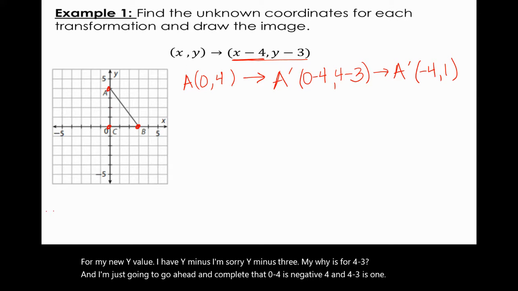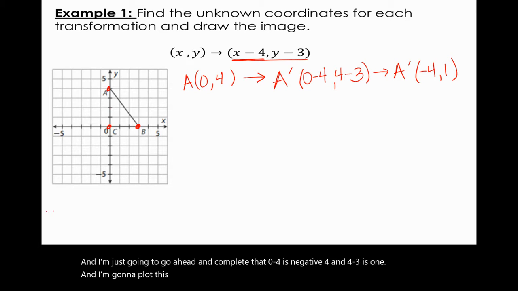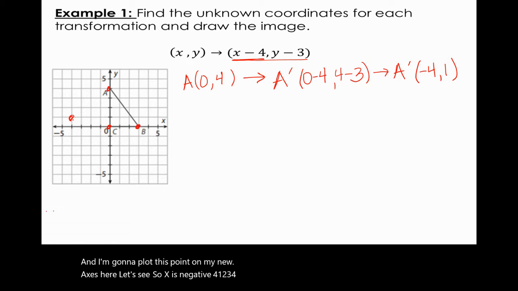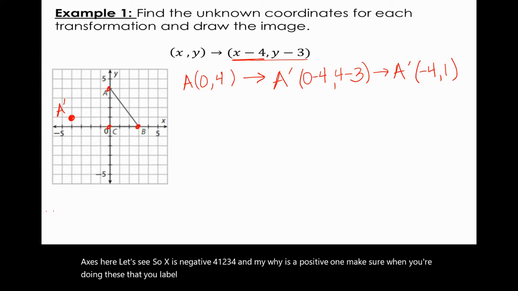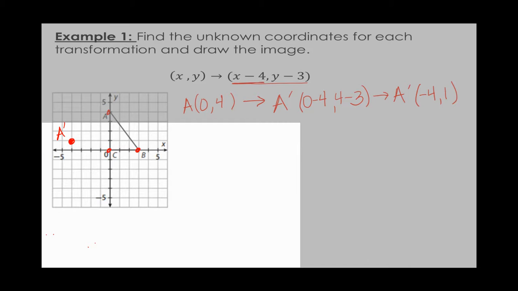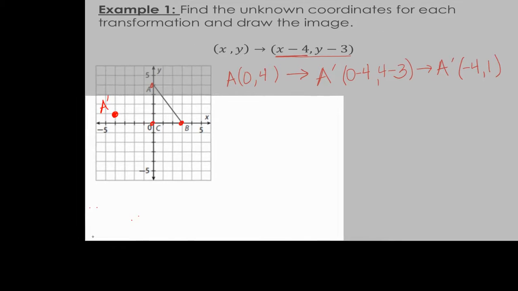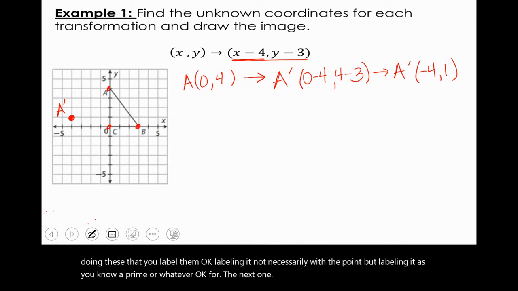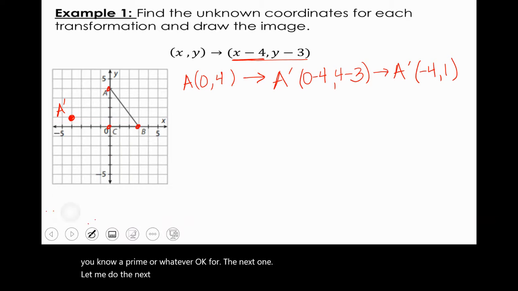And I'm going to plot this point on my new axes here. So x is negative 4, 1, 2, 3, 4, and my y is a positive 1. Make sure when you're doing these that you label them. Labeling it not necessarily with the point, but labeling it as A prime or whatever. Okay, for the next one, let me do the next color here.